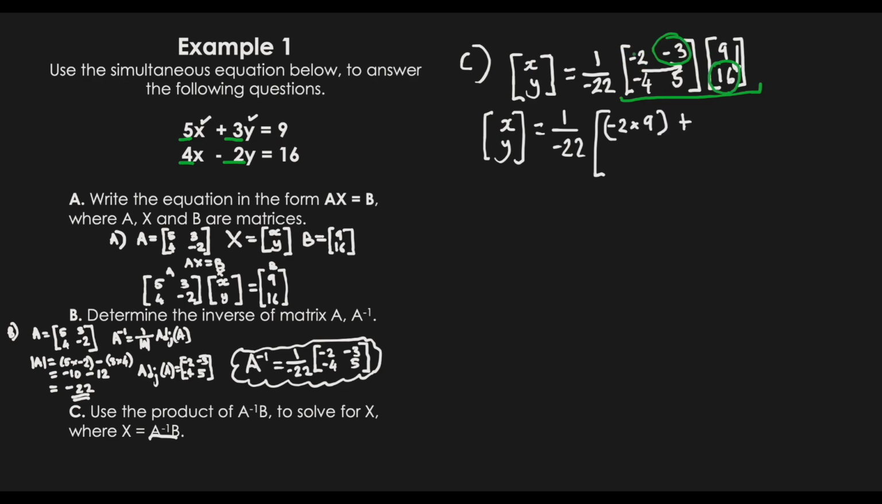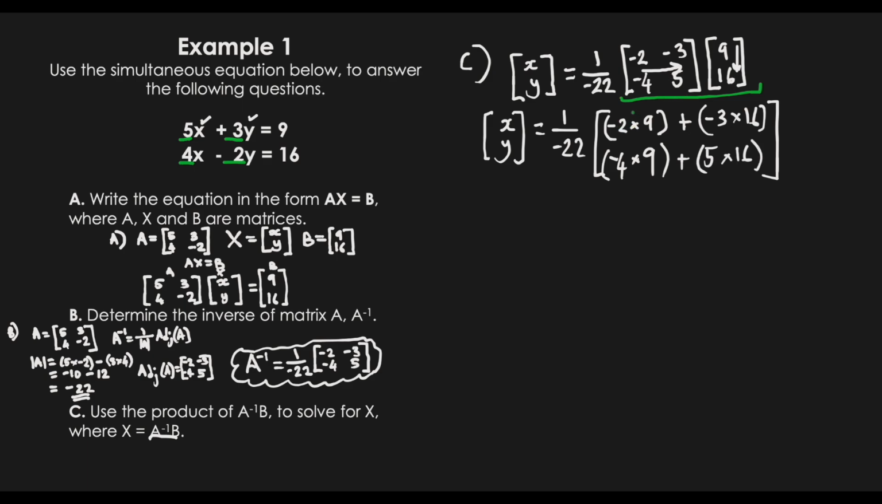Now notice how we go like this times this plus this times this. Okay, so then we'll have here now -3 times 16. So the same concept will go for the bottom. So we'll do the -4. What do you think we're going to multiply it by? The 9. So -4 times 9 plus 5, this 5 here, multiplied by 16.